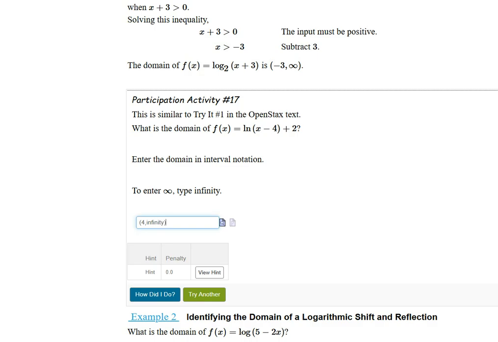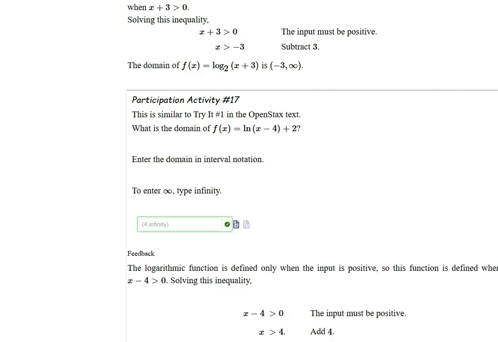Boop, did I spell it right? Sure did. How did I do? Yay! And that's number 17.